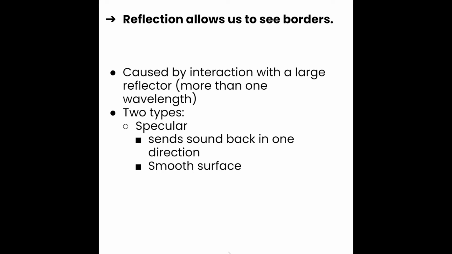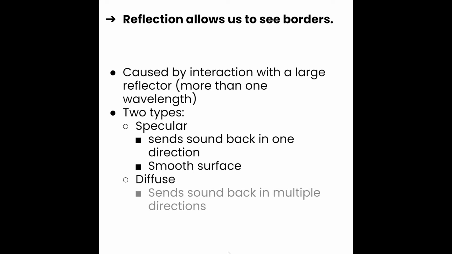And the second type of reflection is diffuse reflection. Diffuse reflection kind of combines the concept of scattering and specular reflection together. It is going to send sound back towards the transducer, but it does so in multiple directions. And this is typically because there is an irregular or rough surface at this reflector. Diffuse reflectors are the more common reflectors that we see within the body. Very few are truly a smooth surface.